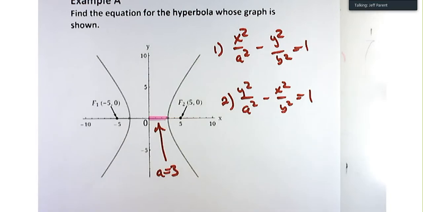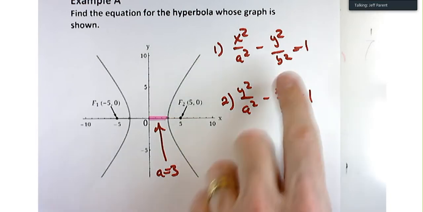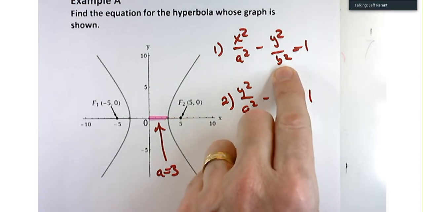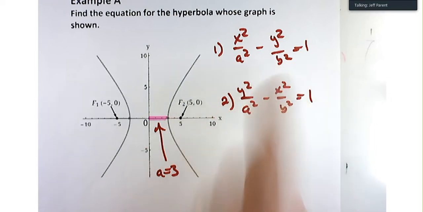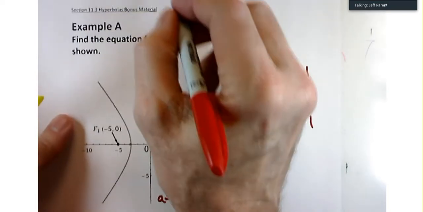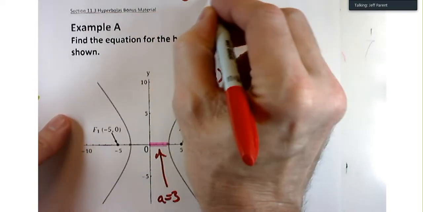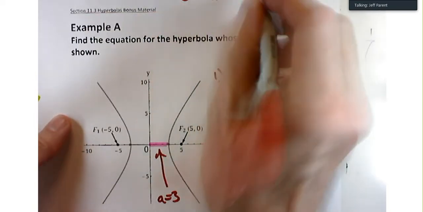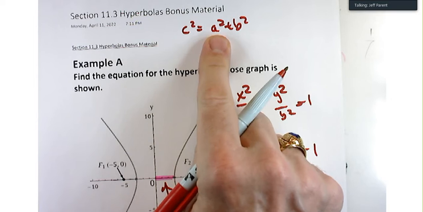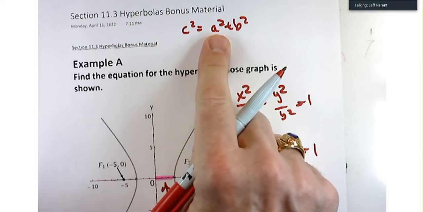But there's another number we have to figure out, and that's our b. Unfortunately, we can't figure out b directly. B has to be figured out indirectly, and it's going to come from this formula: c squared equals a squared plus b squared. That tells you the distance away from the center that the foci lie.